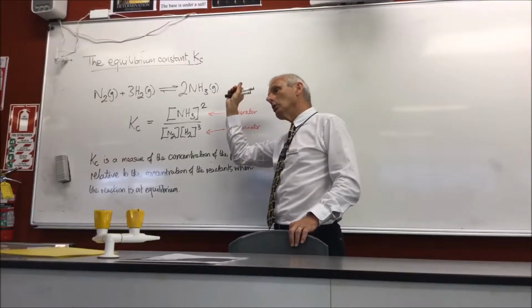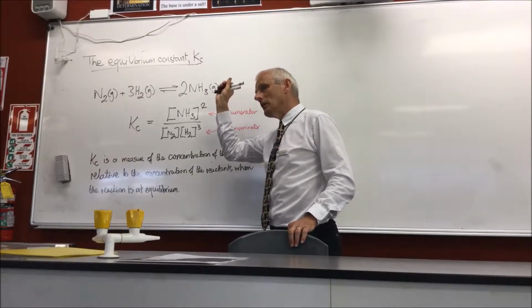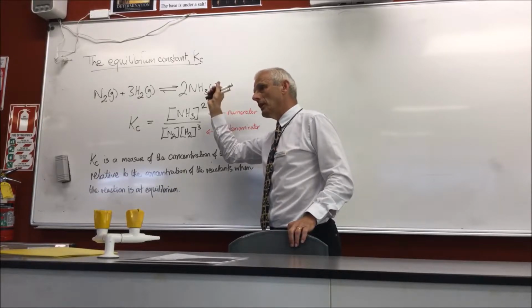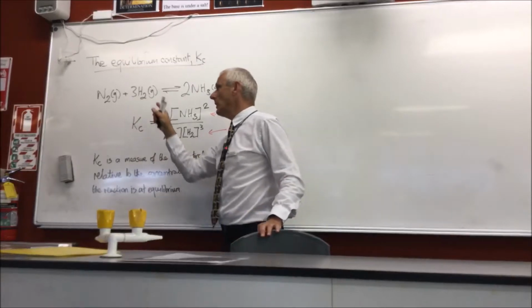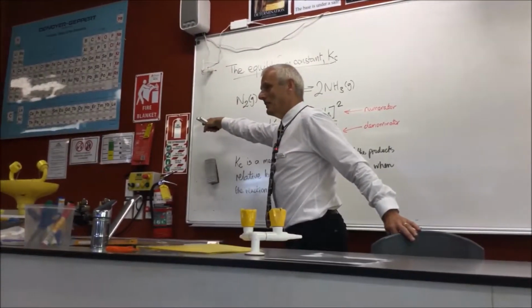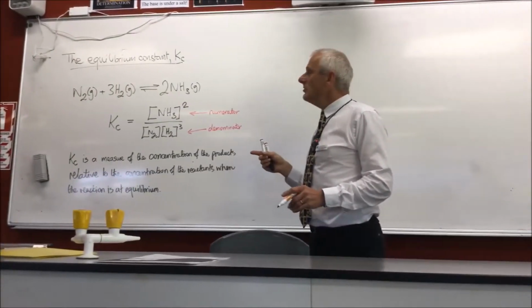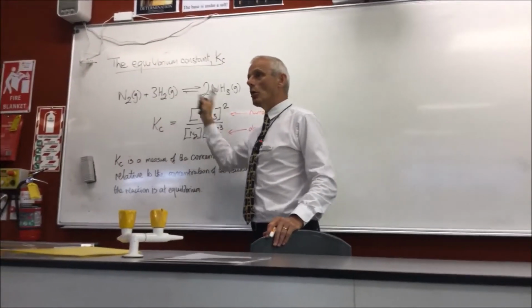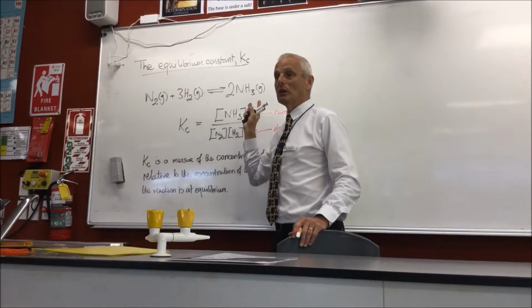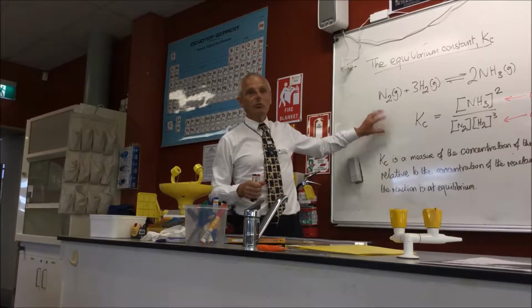This is what we call a product-favoured equilibrium. So large number, product-favoured; small number, reactant-favoured. And then anything in between, intermediate, then it's telling us you've got significant quantities of both reactants and products. So let's write that down.